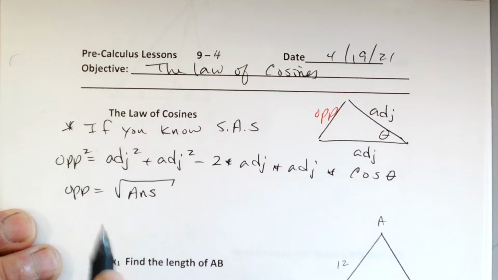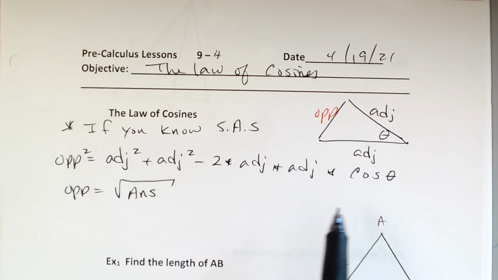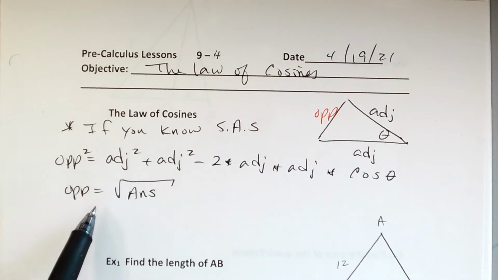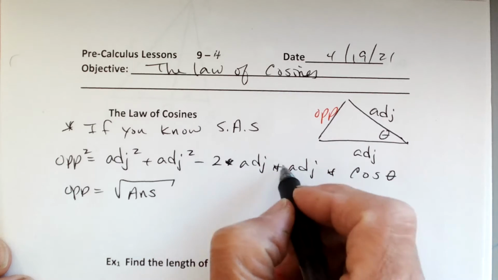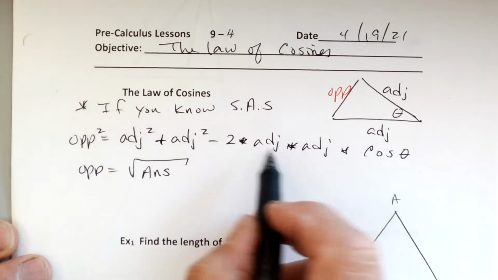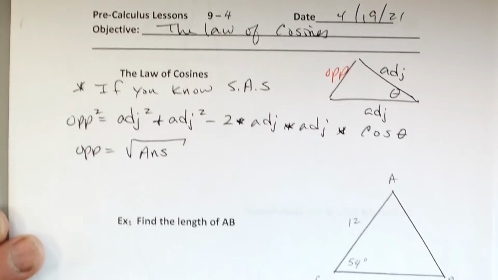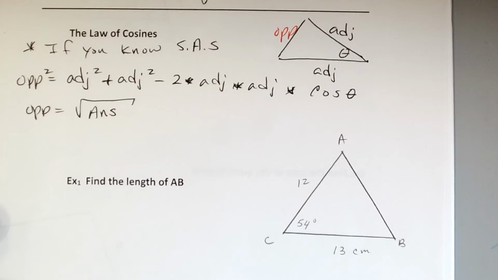Does that make sense? Because you've got opposite squared. You put all of this into your calculator, you hit enter, you get a number, but then you have to take the square root of that because it's opposite squared. Make sure that's times. This is where kids mess up. You guys won't mess up. Make sure that's a plus, and these are times and times, and that's a times.